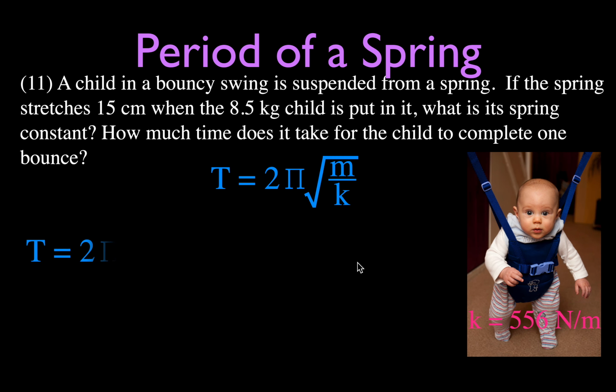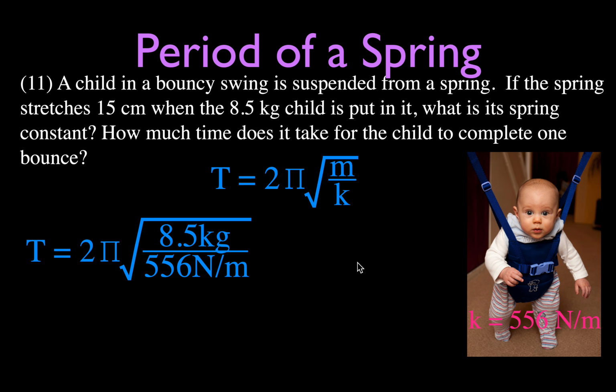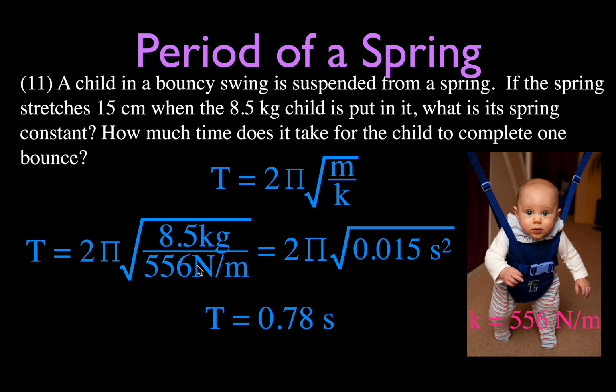All right? So once again, we're given the kilograms, the mass, and we calculated the spring constant, and that tells us that the period for that spring, that bouncing child, would be 0.78 seconds.